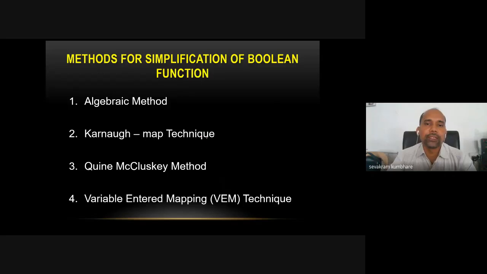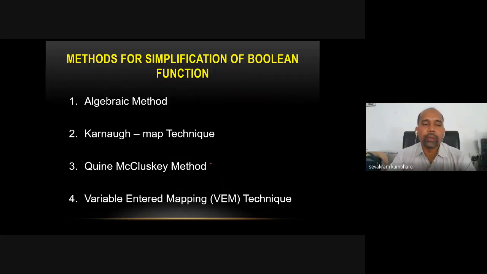Then these are the four ways for simplification: the algebraic method, Karnaugh map technique, Quine-McCluskey method, and VEM technique. Out of these, the first two we are going to study, and the remaining two we are not going to study. K-map technique is used to simplify up to 6 variables. Now, what do you mean by variables? That we'll see later in an upcoming slide.